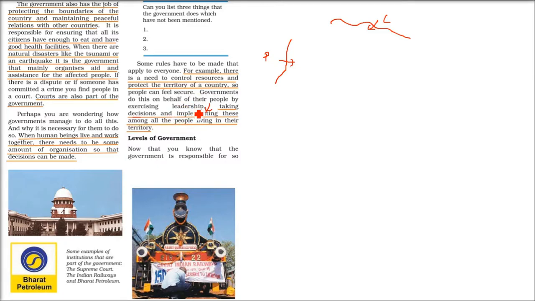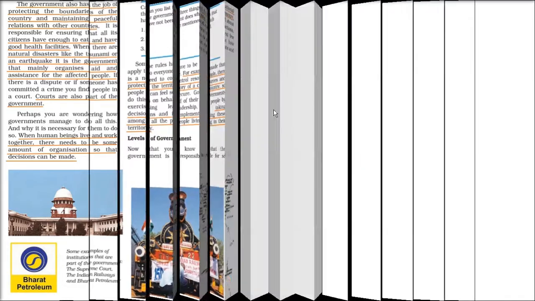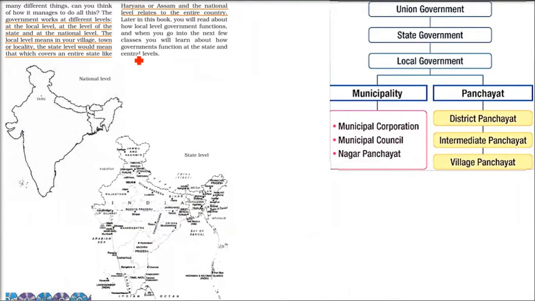Just making the laws in the Sansad or Parliament is not enough. Or in the cabinet, it has to be implemented, and it has to be told to the people, and they are bound that this you have to do. So the government has different levels. If you take our country, the whole country has a central government. It's in Delhi. Delhi is our capital.